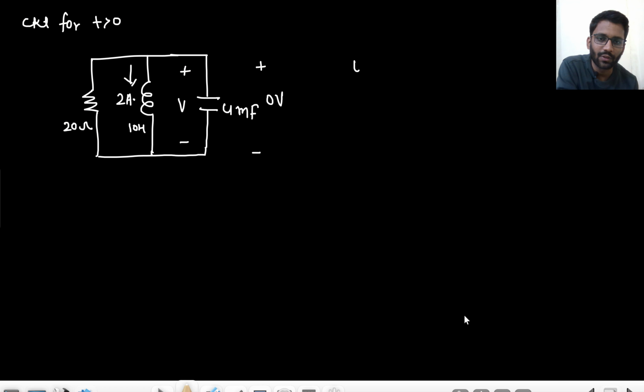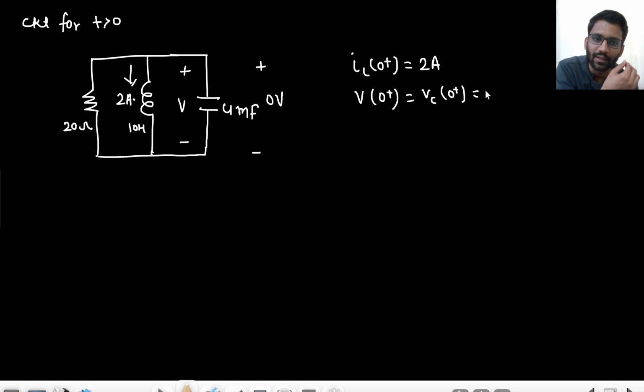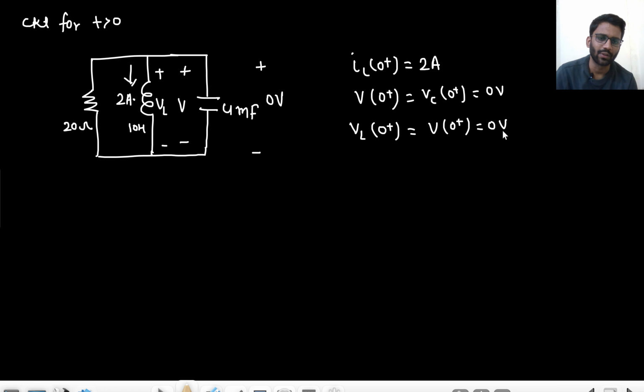IL of 0 plus. You know that. What is IL of 0 plus? That is 2 ampere. What is V of 0 plus? That is equal to Vc of 0 plus, and that is 0 volt. What else do you know? VL of 0 plus. I am calling this VL. So VL of 0 plus is equal to V of 0 plus, that is 0 volt only.